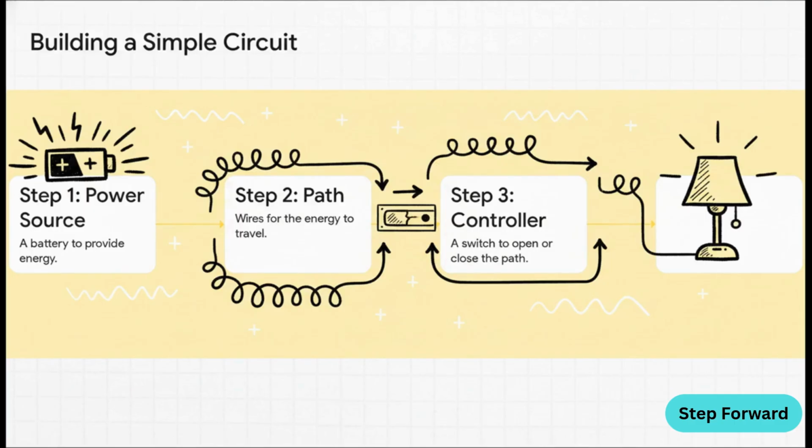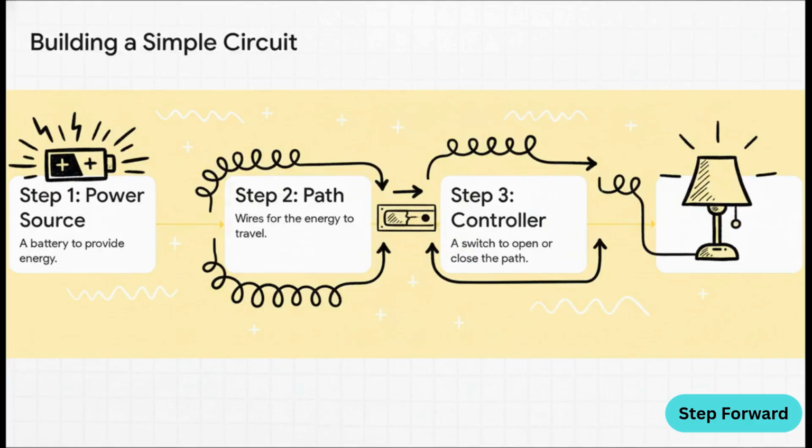First up, you need a power source, right? Something like a battery. Second, you need a path for that power to travel, and that's where the wires come in. Third, you've got to have a controller, like a switch, so you can turn it on and off. And finally, you need the load. That's just the thing you actually want to power, like this lamp here.